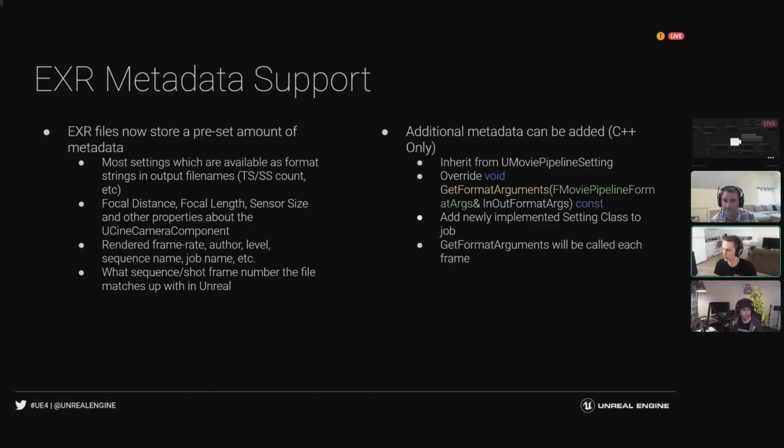Yep. And so as Andy mentioned, you can add your own C++. Really, you only need to override one function, and it's just going to be called every frame, and it's going to say what are the key values that you want to add to the EXR. So it's pretty straightforward to use. Again, we ship with a lot of default information, particularly of interest is things like focal distance, focal length, and sensor size. And these are useful for some of the things that you can do in post-production.